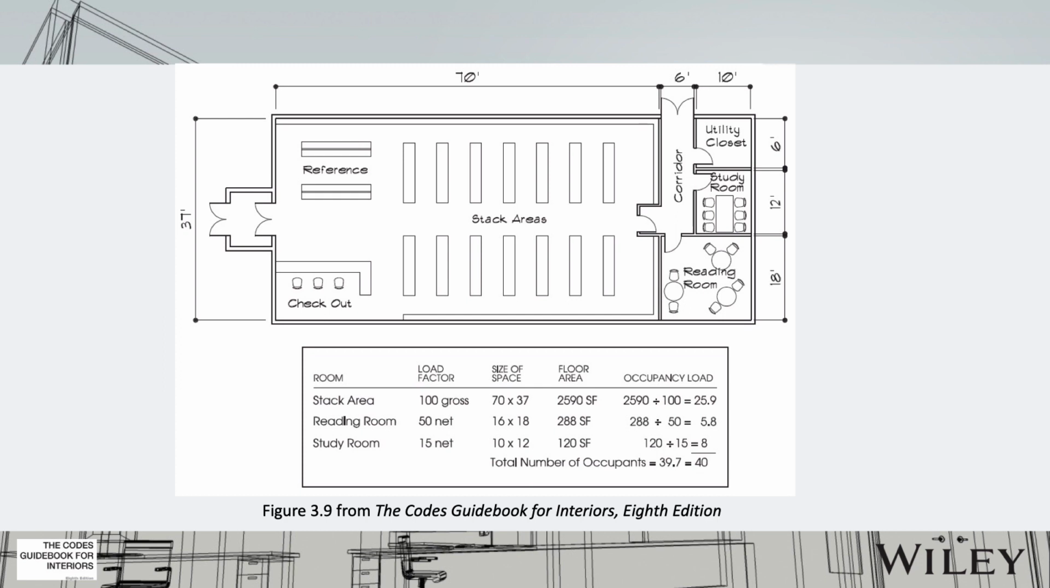This illustration is a good example of a mixed-use occupancy where we're looking at a library and the load factor for the stack area is 100, the reading room 50 net, and study room 15 net. Regardless if it's saying gross or net, you're basically taking the size of the space divided by the load factor of the area to determine the occupant load. We generally round up, and you have that total number of occupants for the space coming in at 40.